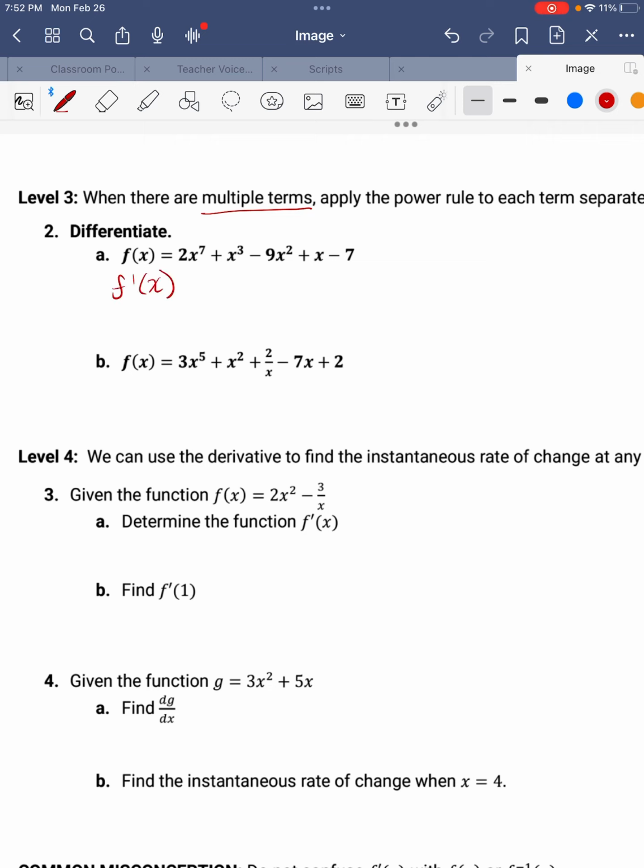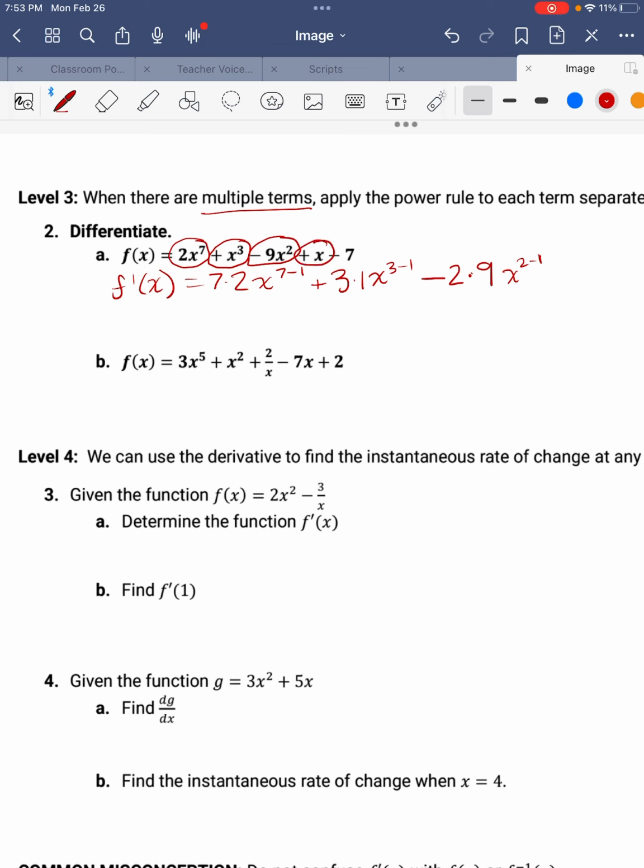So the way that we deal with multiple terms is we just do each term on its own. So 2x to the power of 7, I'm just going to look at that as an isolated unit, and I'm going to use my power rule. So I have 7 times 2 times x to the power of 7 minus 1. All right, now I'm ready for my next term. So I have plus 3 times 1 times x to the power of 3 minus 1. Then I have my next term, minus 2 times 9, x to the power of 2 minus 1.